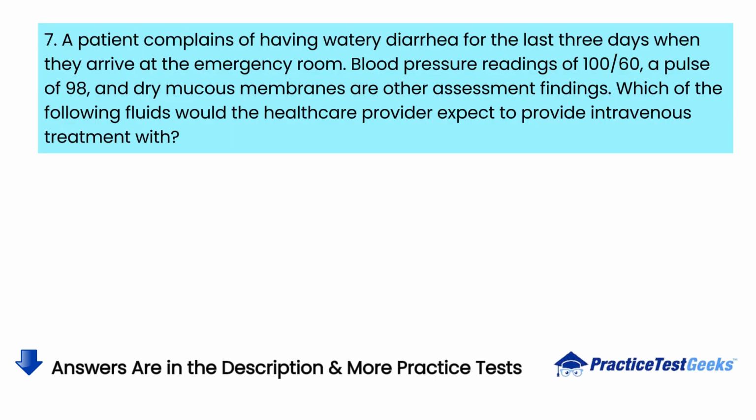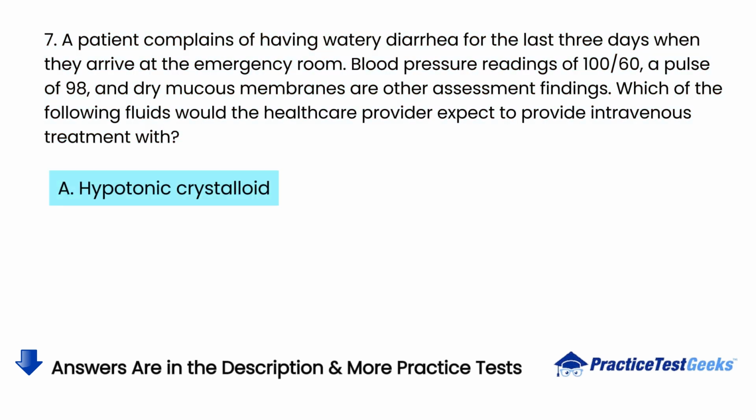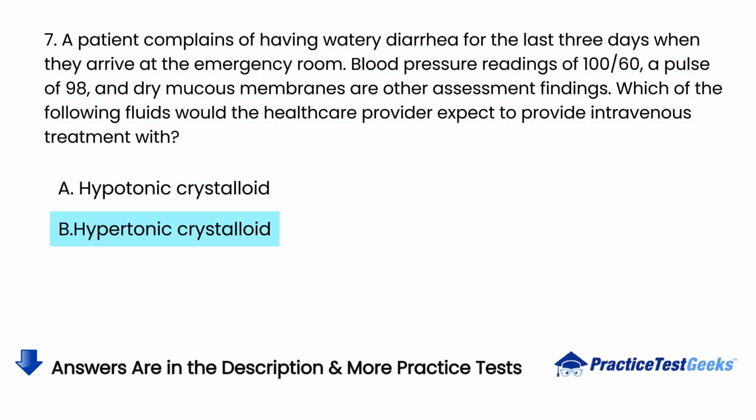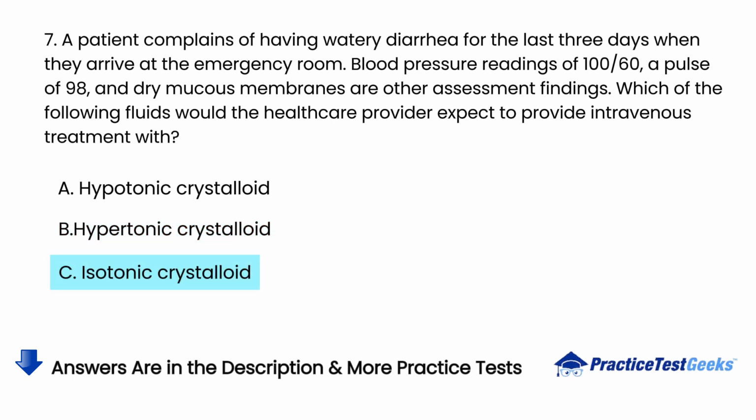A patient complains of having watery diarrhea for the last 3 days when they arrive at the emergency room. Blood pressure readings of 160, a pulse of 98, and dry mucous membranes are other assessment findings. Which of the following fluids would the healthcare provider expect to provide intravenous treatment with? A. Hypotonic crystalloid. B. Hypertonic crystalloid. C. Isotonic crystalloid. D. Colloid solution.